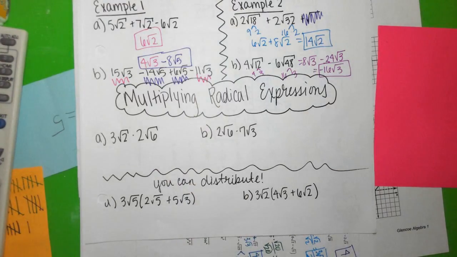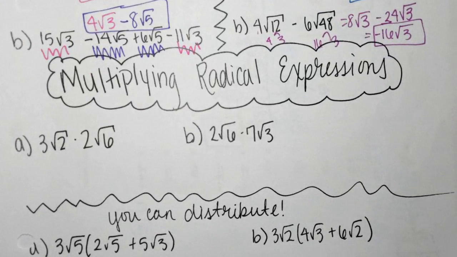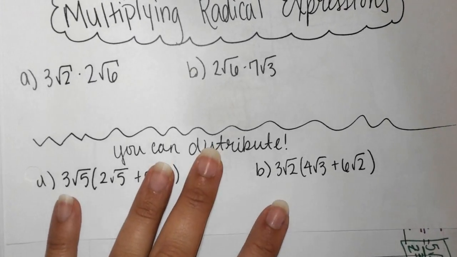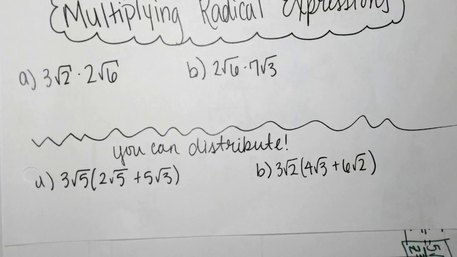They have the same what? Radicand. So the number under the radical has to be the same. For multiplying, doesn't matter. You can only multiply the stuff on the outside, and then you multiply the stuff on the inside, and then you simplify. Again, we have done this before. So is everybody ready for A?